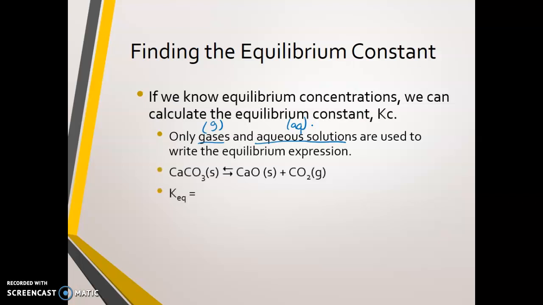So here in this example, we have calcium carbonate decomposing to form calcium oxide and carbon dioxide. Now you'll notice we have a solid and a gas. The only thing from this equation that is going to be in the equilibrium expression is our gas. So this is just equal to the concentration of our carbon dioxide.